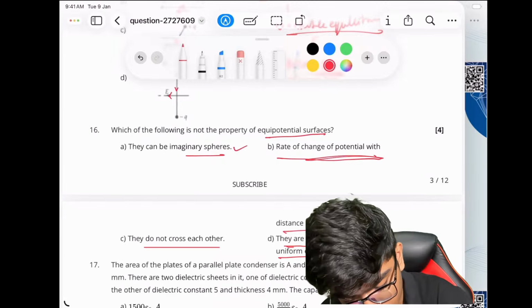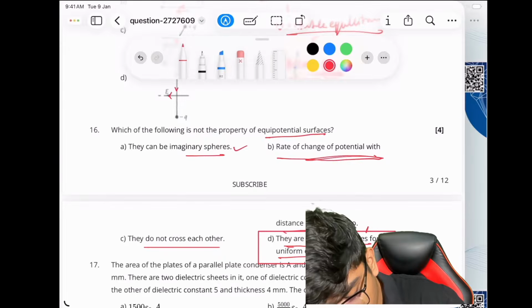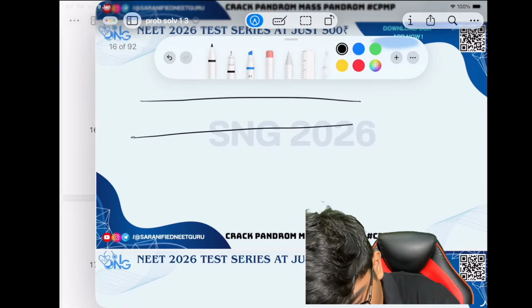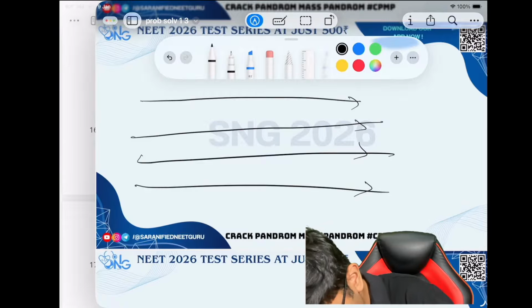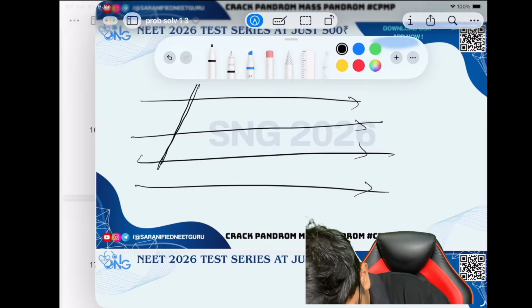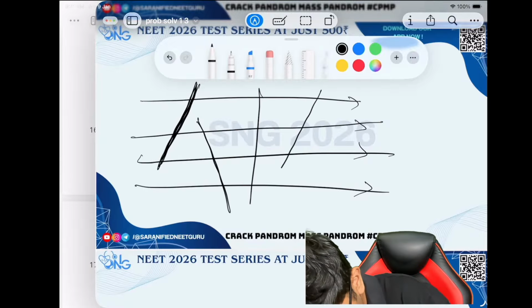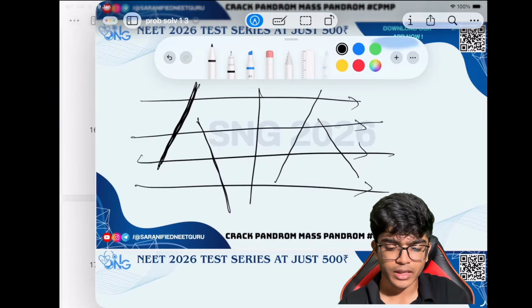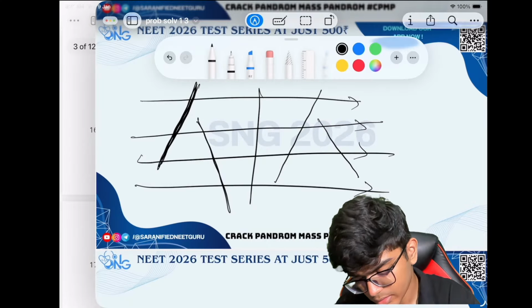Focus on the statement. For equipotential surfaces, if my field is uniform, the field does not change with distance. Then any plane is equipotential, this one, this one, every plane is equipotential in that case. I hope that's clear. So this statement is wrong.